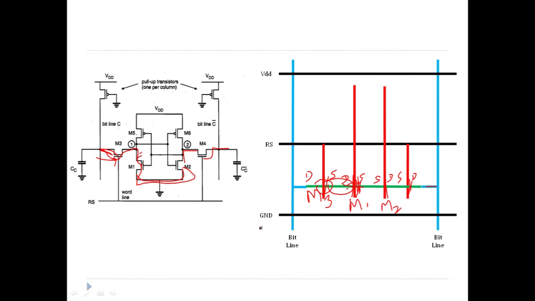Now you can see M3 is connected to RS, so it can be extended further to RS. Whenever there is a connection of two different layers, a contact point is used, and RS is also connected by using a contact point.